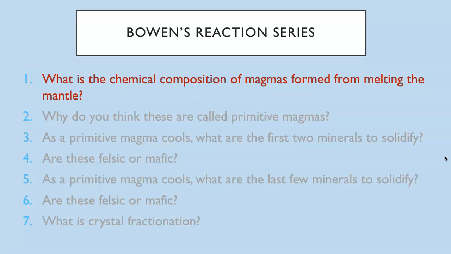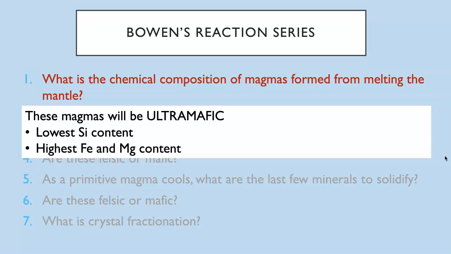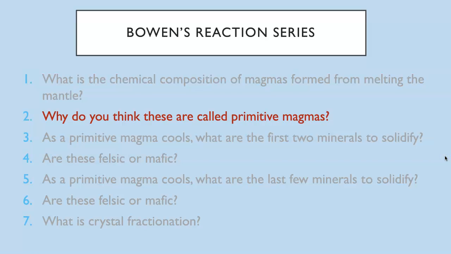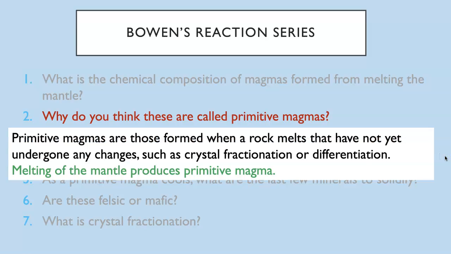So what is the chemical composition of magmas formed from the melting of the mantle? Well, these would be very, very mafic or even ultramafic magmas, very low in silica content and high in iron and magnesium content. Why do you think these are called primitive magmas? Well, primitive magmas are those that form when a rock melts and that magma has not yet undergone any changes. It hasn't undergone something called crystal fractionation, which I'll talk about in a bit. It hasn't differentiated into other kinds of magmas. And so melting of the mantle generally produces a primitive magma. There aren't very many primitive magmas.